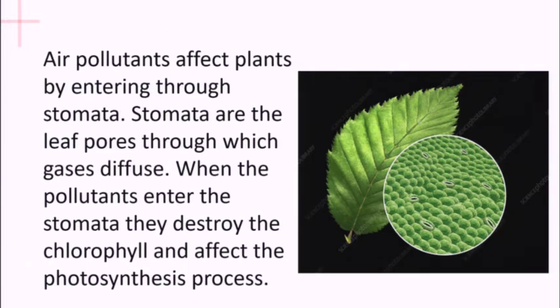Air pollutants affect plants by entering through the stomata. Stomata are the leaf pores through which the gases diffuse. Sometimes it is said the stomata are the places where the leaf breathes. So, when the pollutants enter the stomata, they destroy the chlorophyll and affect the photosynthesis process. During the daytime, the stomata are wide open to facilitate photosynthesis. During this period, the air pollutants enter the leaf through the stomata.